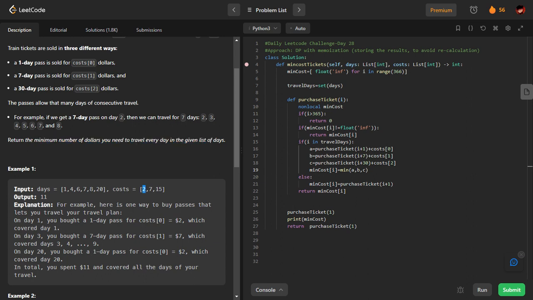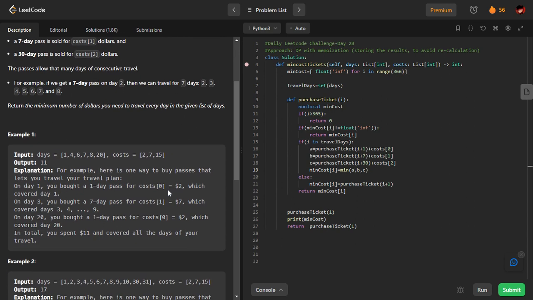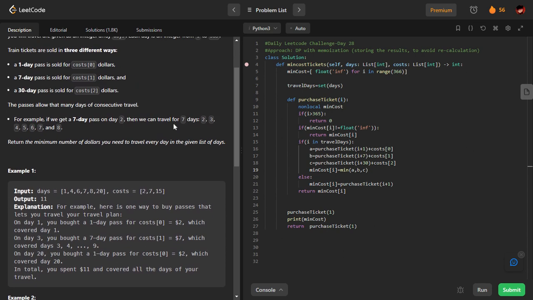On any of the days, I can take a one day pass, a 7 day pass, or a 30-day pass, and these are the costs for that. We have to return the minimum cost.